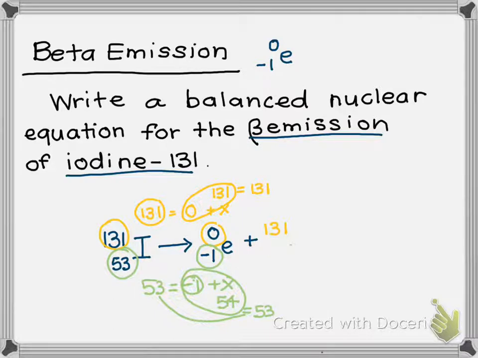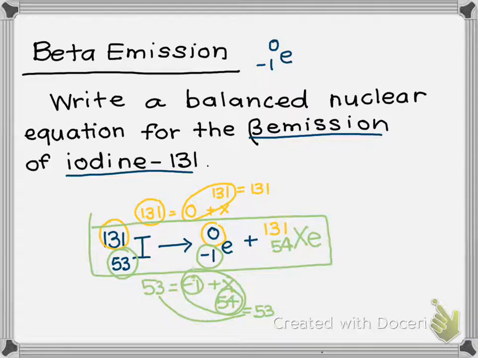To determine what element this is, I would look up element 54, and that is xenon. So this right here, including all of it, is the balanced nuclear equation for the beta emission of iodine-131.